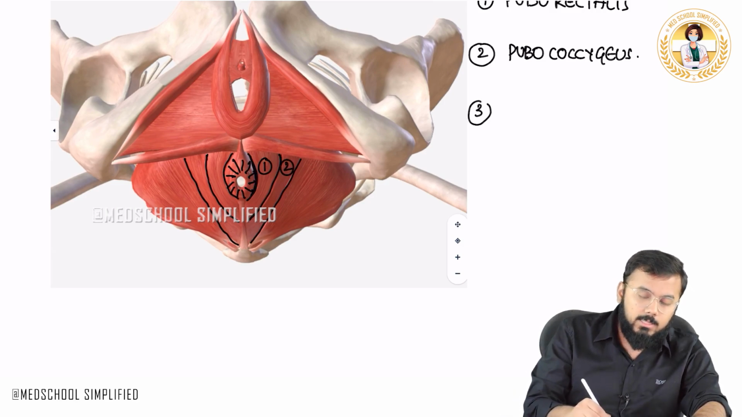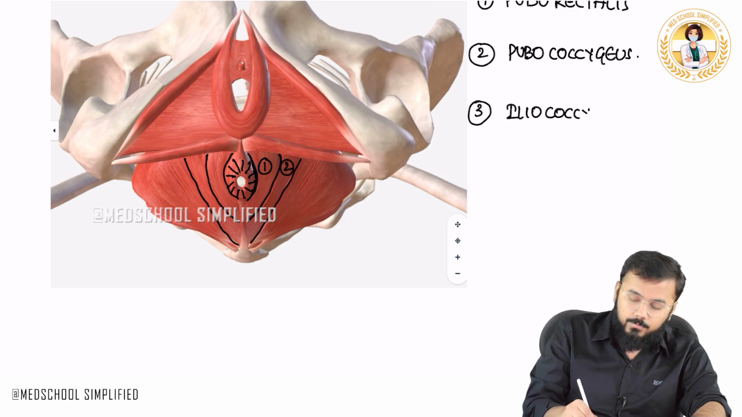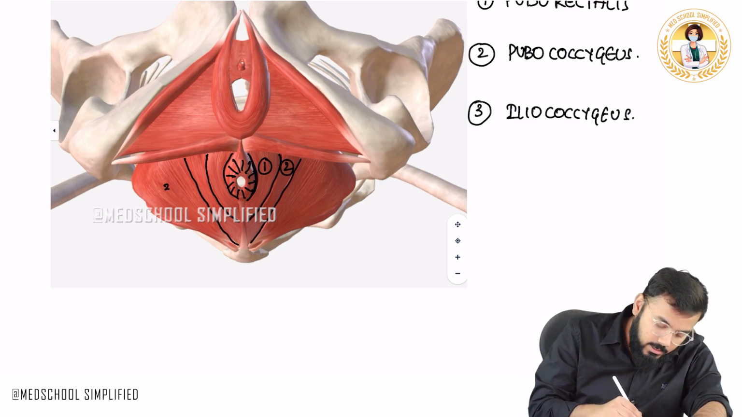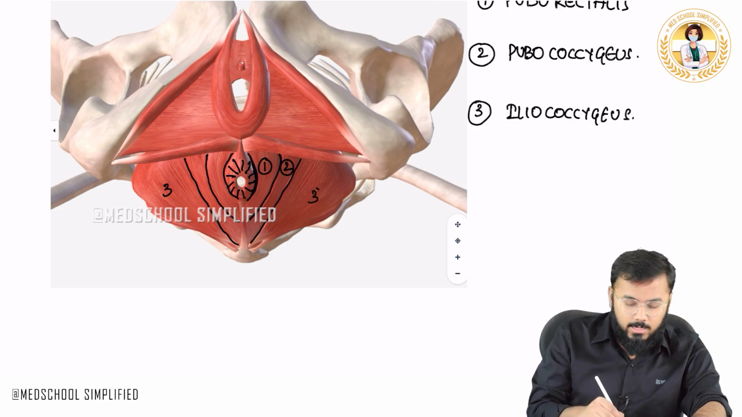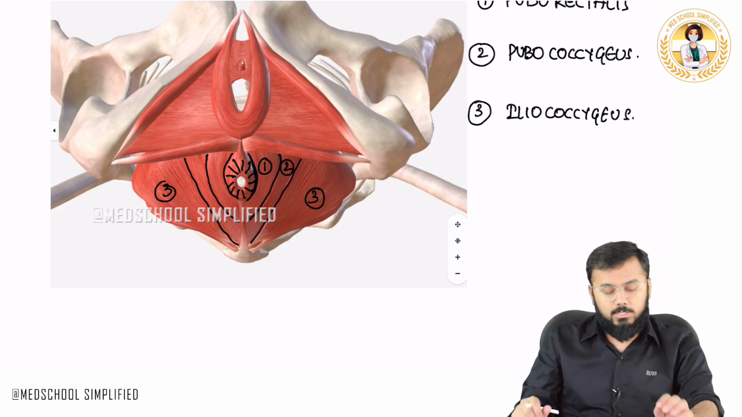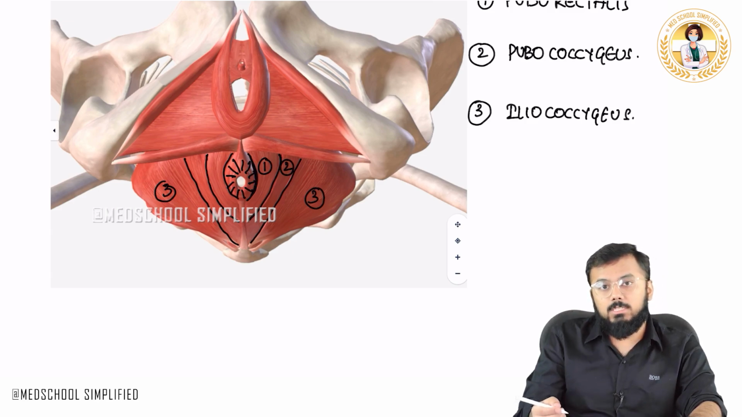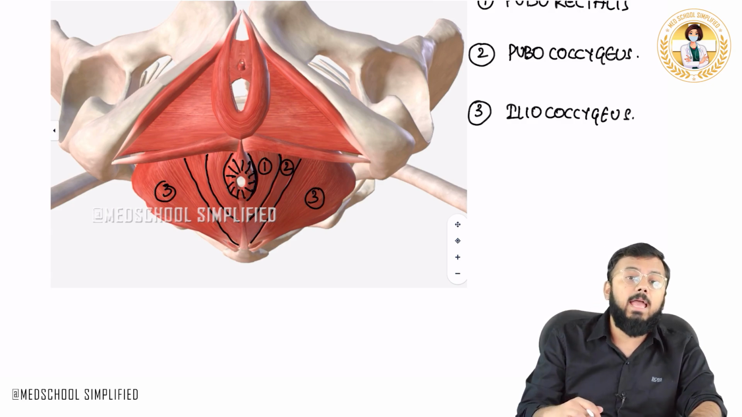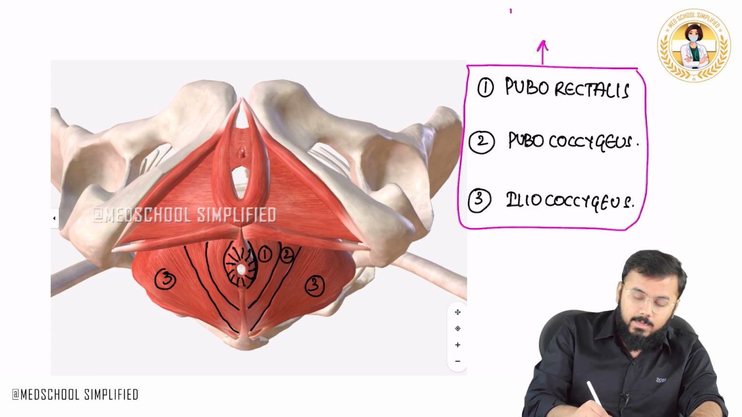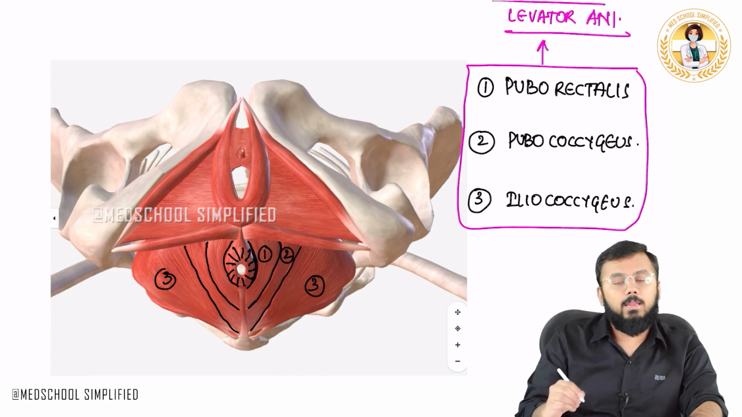After the pubococcygeus muscle, the third important muscle is called the iliococcygeus muscle. Where is this iliococcygeus muscle? See this particular muscle over here on either side, this is called your iliococcygeus muscle. Clear? So the third one is the iliococcygeus muscle. The pubococcygeus, the puborectalis and the iliococcygeus, the 3 of them together you call the levator ani muscles, right? So what are they called? They are called levator ani.